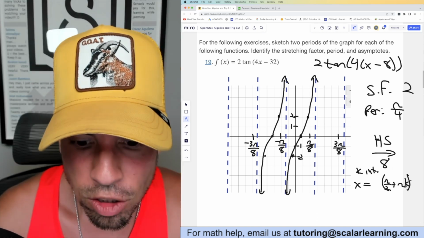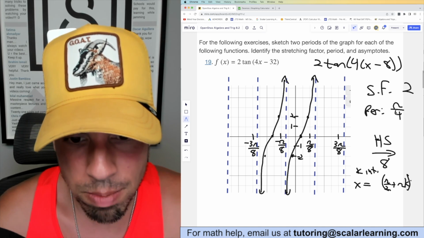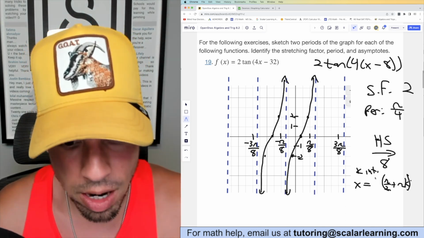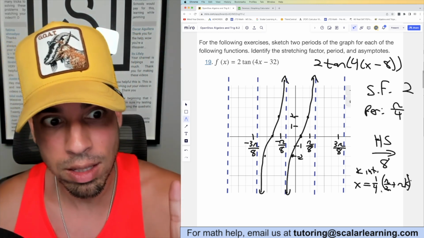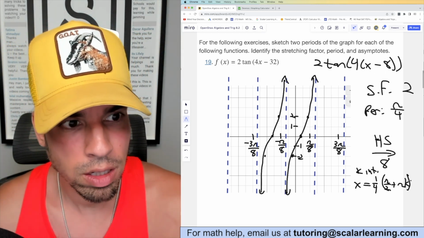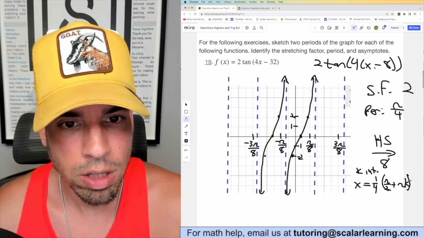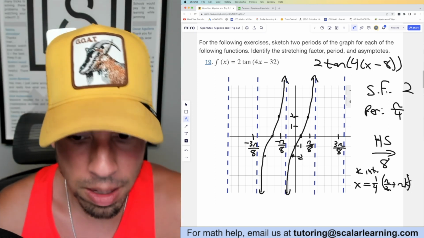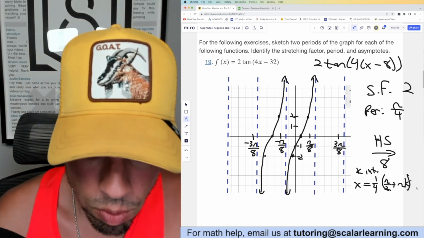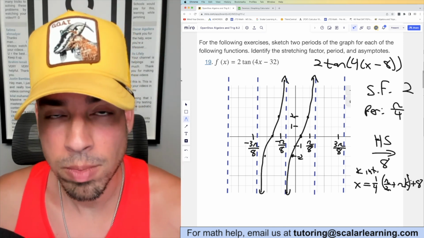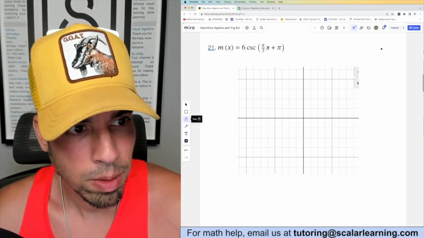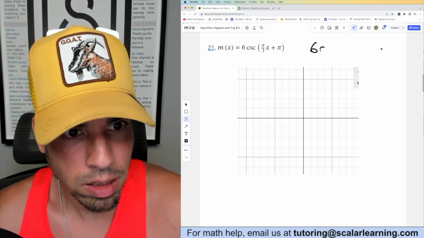And then just like with the period, just like how we divided by 4, we have to divide these by 4, aka multiply by 1/4, right? And then the last thing we did was we did a shift, and we saw that this shifted, okay? And because it shifted 8 units to the right, that phase shift, we have to add 8 here. So that's how you do it. Boom, done.